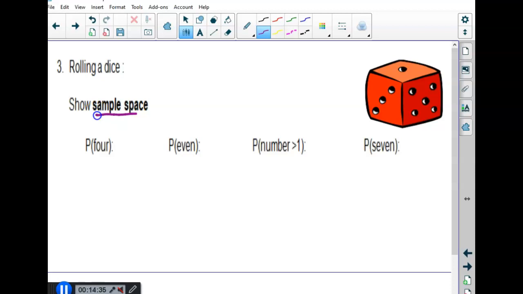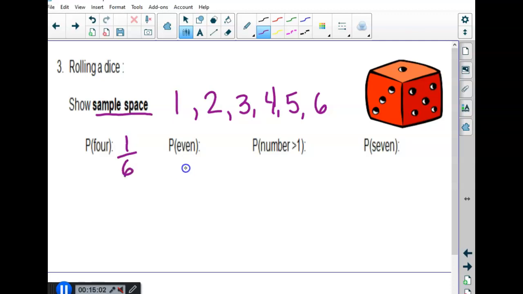A sample space, when you roll a die, they want us to show the sample space. A sample space means list everything that could happen. So what are the things that could happen? You could roll a 1, a 2, a 3, a 4, a 5, a 6. Sample spaces can be very complicated depending what's going on. This is an easy one. So what is the probability you roll a 4? 1 out of 6. What's the probability you roll an even number? So the winners are 2, 4, and 6. So that would mean 3 out of 6 or 1/2.